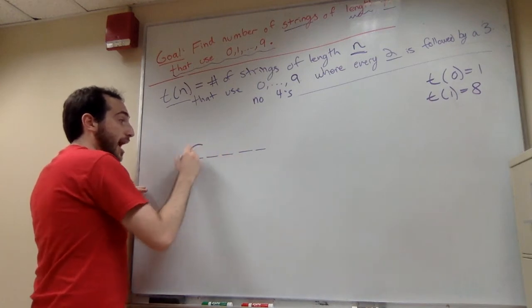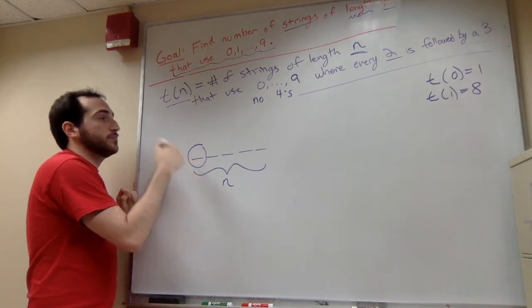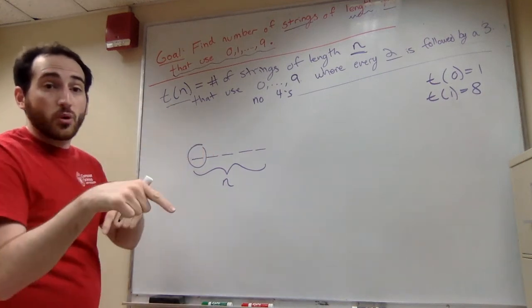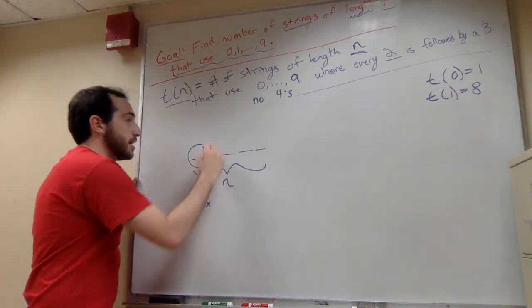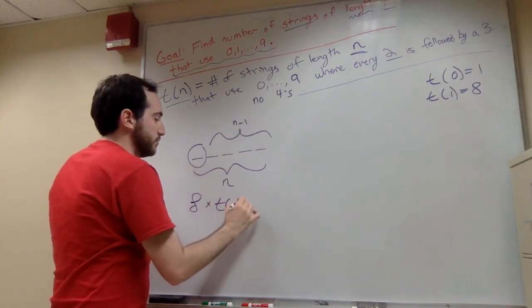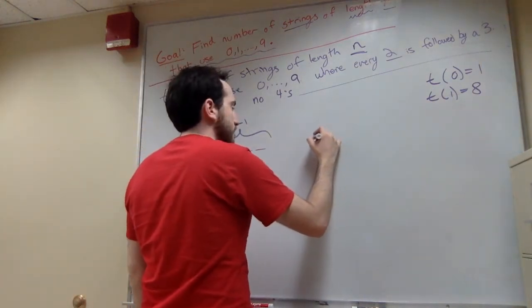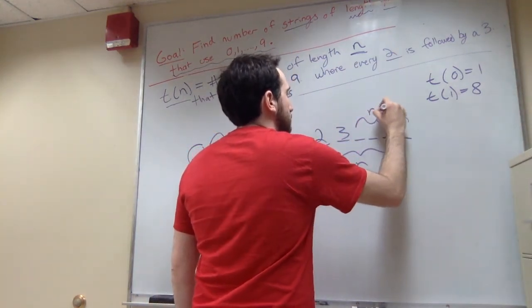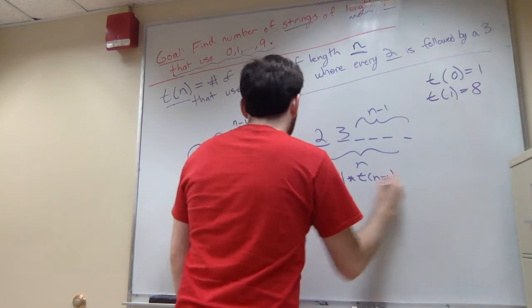Now, we do the same thing. If it's length n, how many options for the first spot are there? Well, it could be 0, 1, not 2. It could be 0, 1, 3, not 4. So it can't be 2 or 4, so there are 8 options for the first spot. And then how many options for the second spot? Well, again, it'll be t of n minus 1. And then the other case is not affected, the 2s and 3s. So again, it's 1 option for the first spot, 1 option for the second spot, and then t of n minus 1 options left. And these are added together.